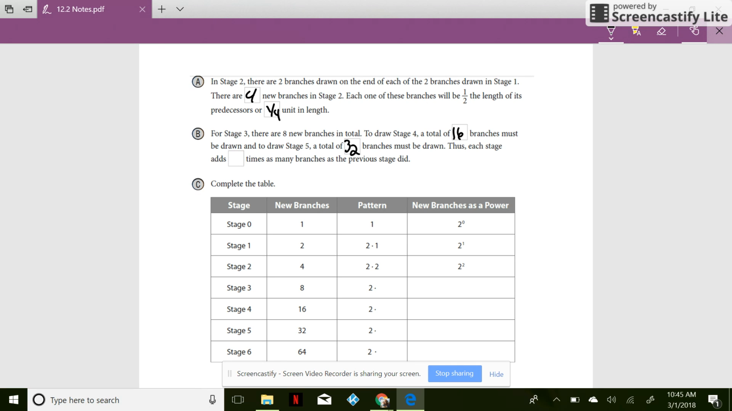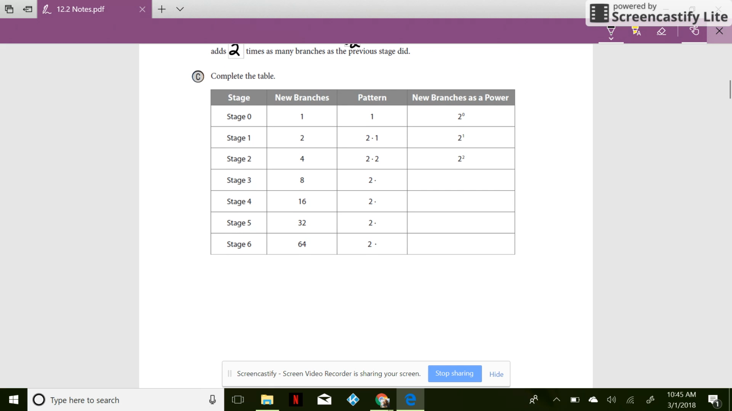Each stage adds twice as many branches as the previous stage. In stage 0, there was 1 branch, which had a pattern of 1. In stage 1, there were 2 branches. Stage 2, there were 4, then 8, 16, 32, 64. So each time we're multiplying by 2, doubling whatever the previous amount of branches was. And we can write these branches as a power. You'll notice the power is increasing by 1 each time.